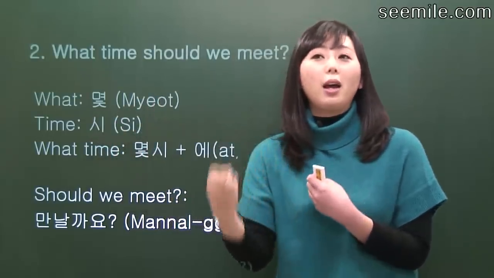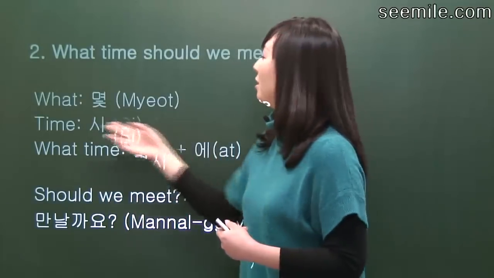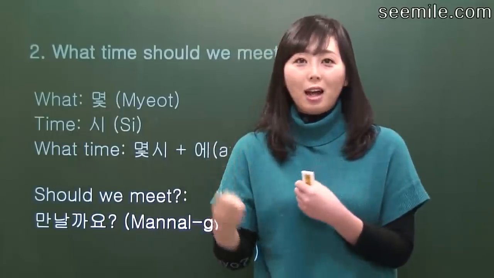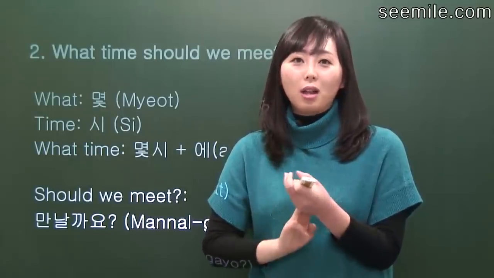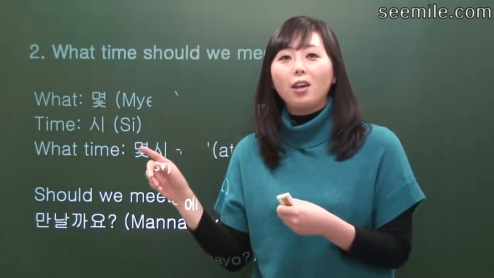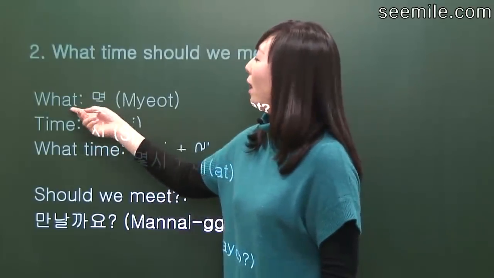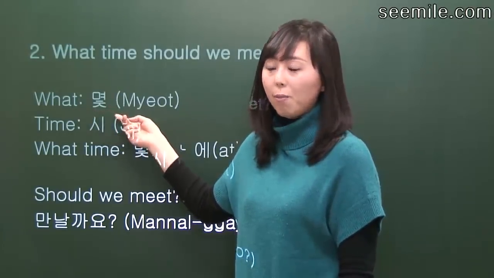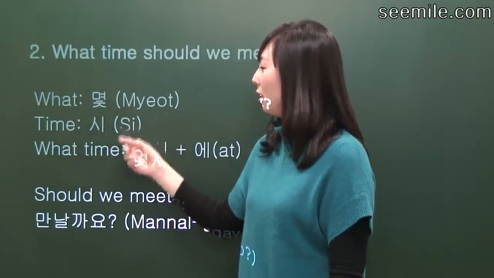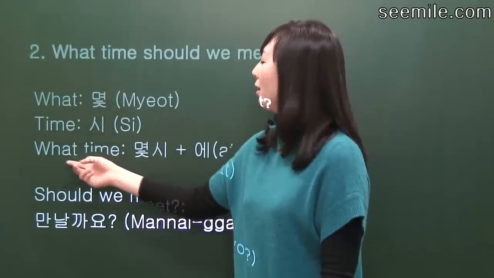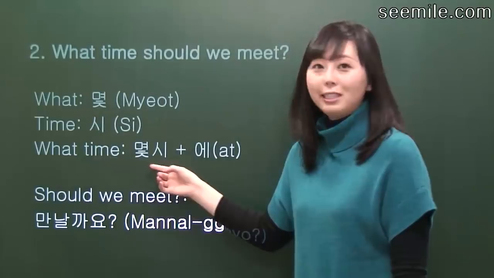Okay, so do you have time? The time means over hours, over time, a day. But this time, 시, is a clock, like 1 hour, 2 hour, 3 hour. And 1 o'clock, 2 o'clock, 3 o'clock. Okay, so 2:35. In this case, 2시. Okay, so what is 몇? 몇 and time is 시. And so what time? You can get this together.